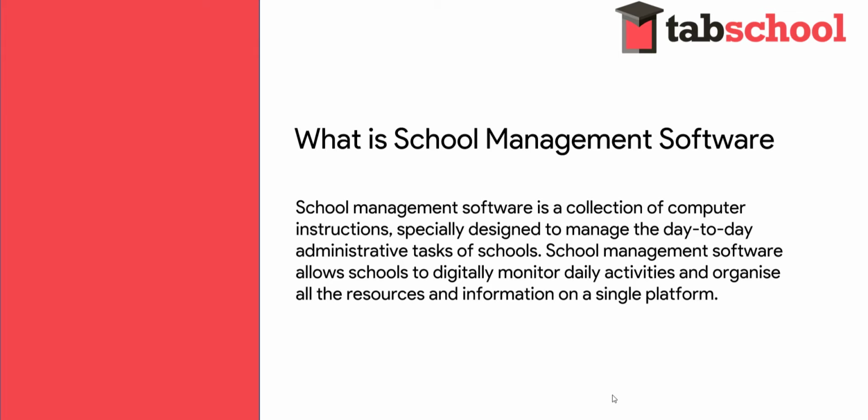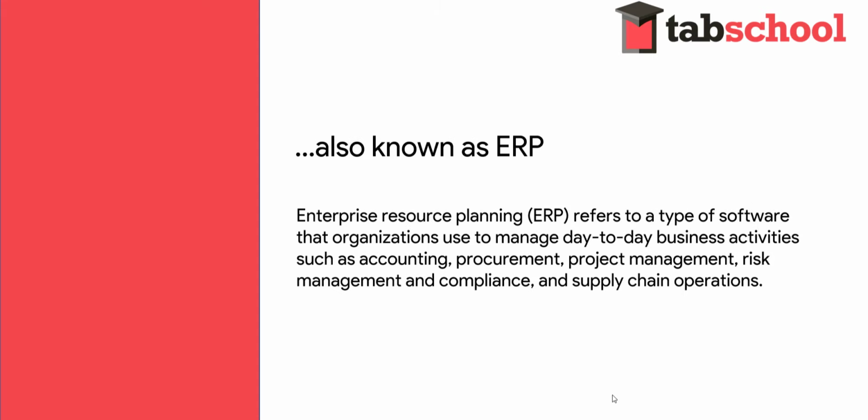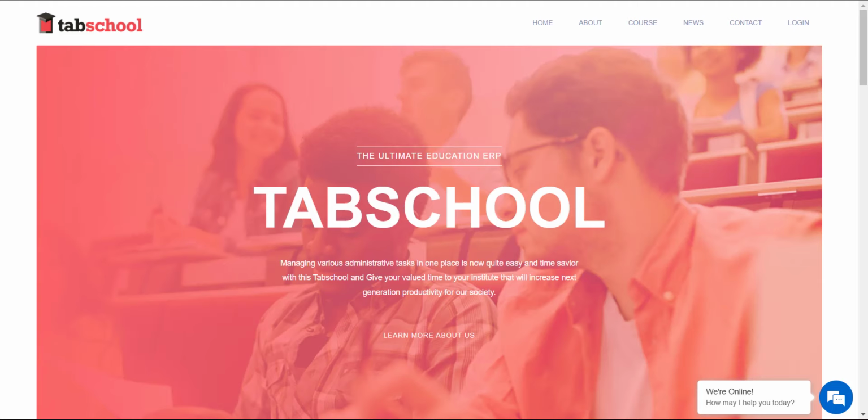School management software helps to streamline day-to-day processes and administrative tasks. It assists in monitoring daily activities and organizes all the resources on a single platform. The definition of ERP is very similar. The only difference is that ERP is a general term and is designed according to big corporates, while school management is designed keeping in mind the requirements of school admins, teachers, parents, and students. Now, let's begin our tutorial.